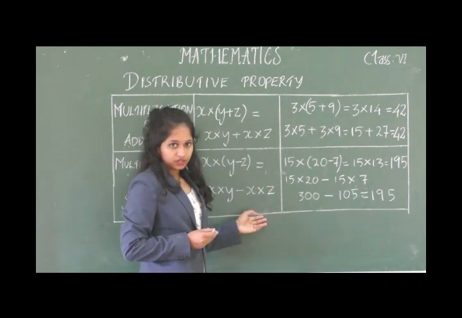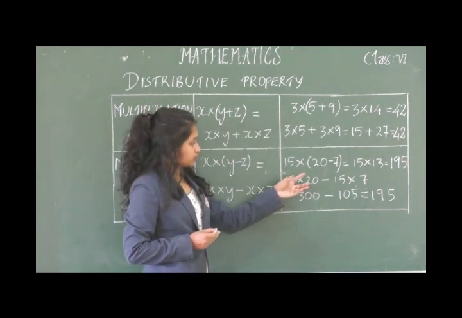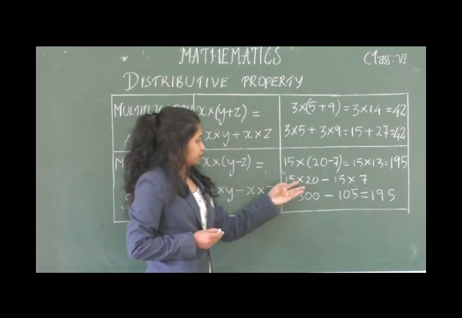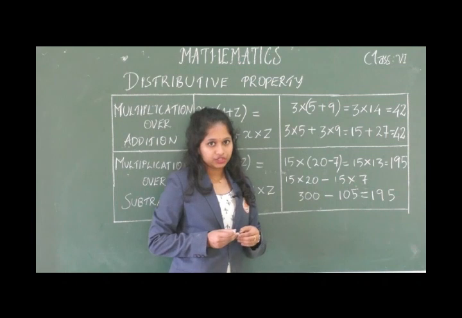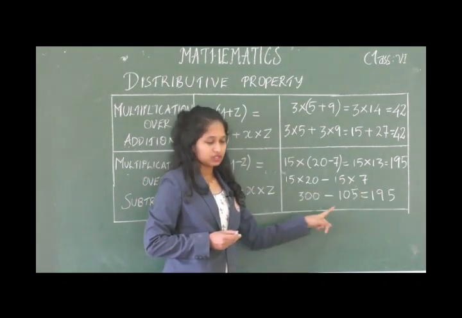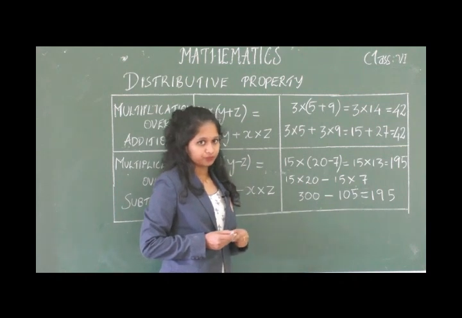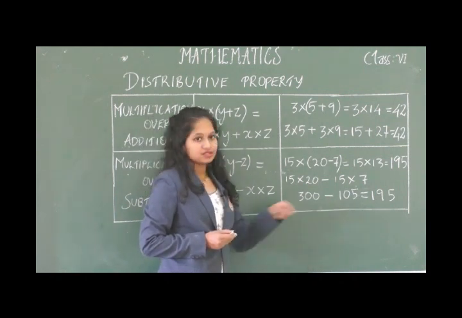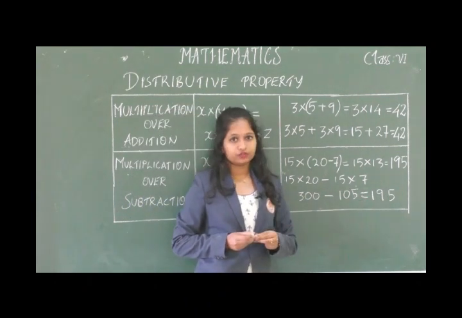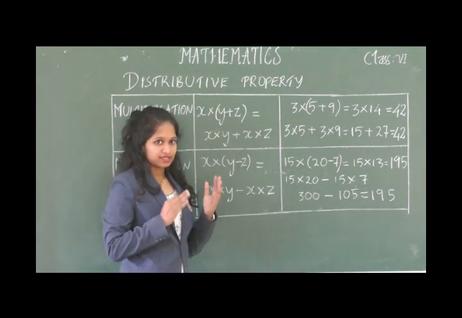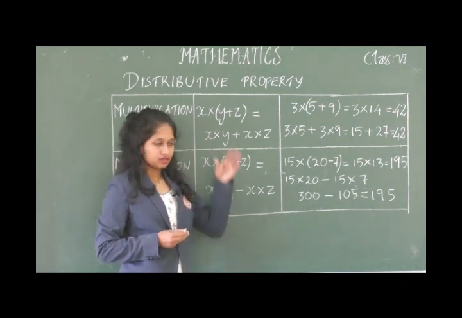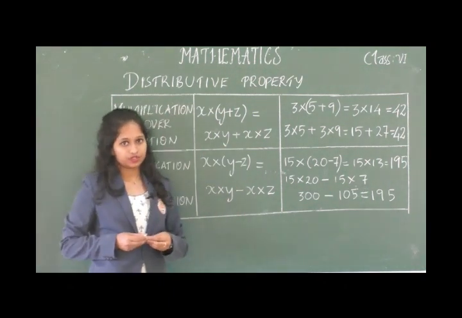And RHS, that is 15 into 20 minus 15 into 7. 15 into 20 is 300 minus 15 into 7 is 105. 300 minus 105 is 195. Therefore, the LHS, that is left hand side and right hand side, are equal. This is all about distributive property.